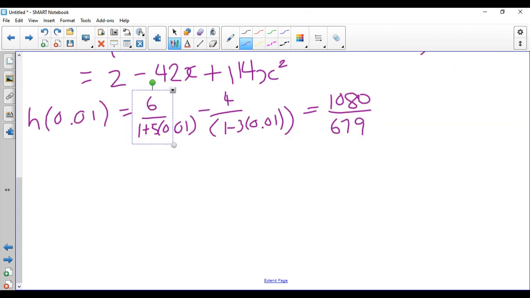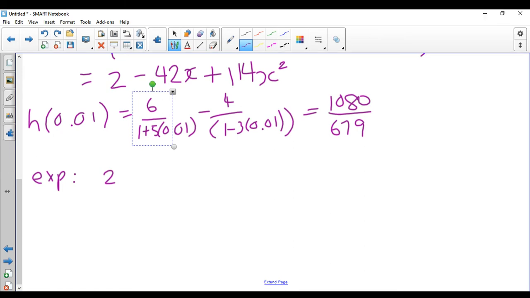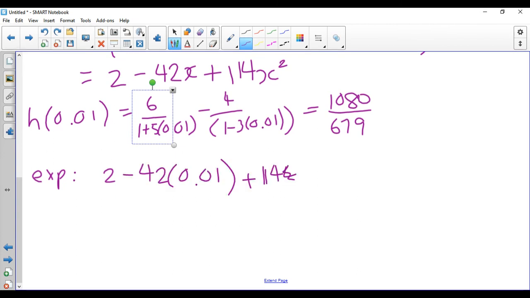If I put the 0.01 into the expansion, that's 2 minus 42 lots of 0.01 plus 114 lots of 0.01 squared, which is 1.5914. So the percentage error is my 1.5914 minus my exact value.